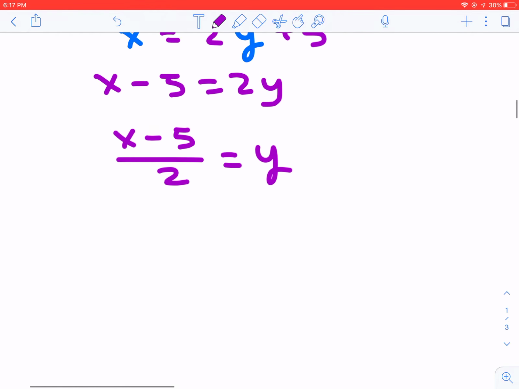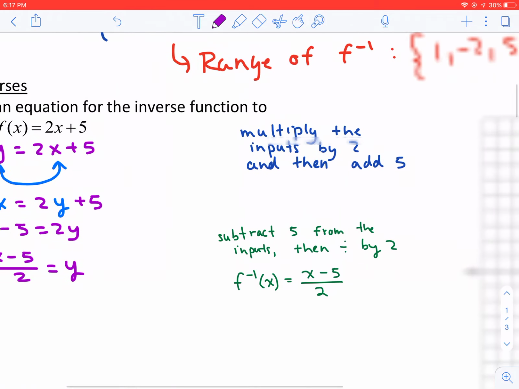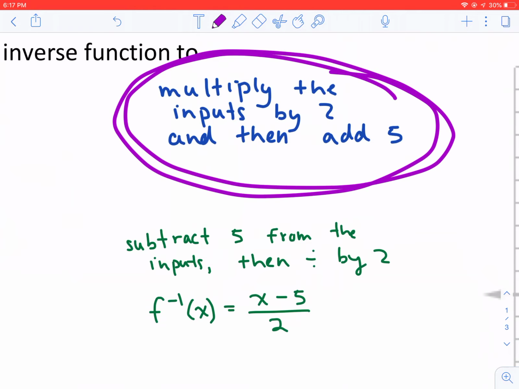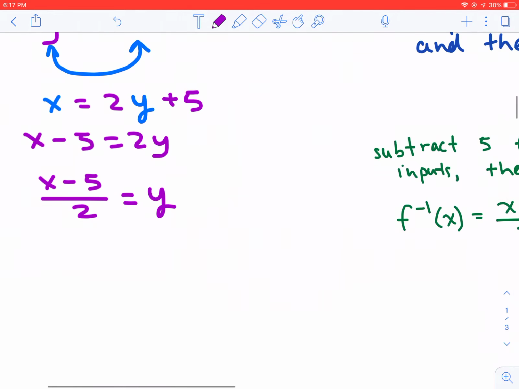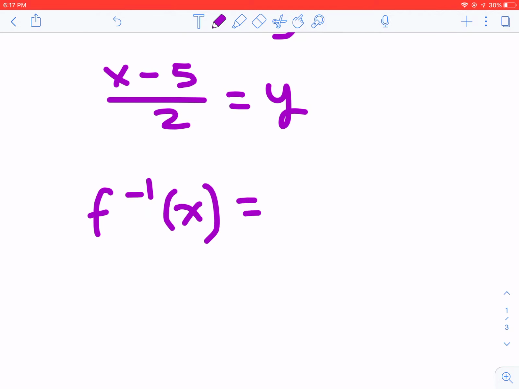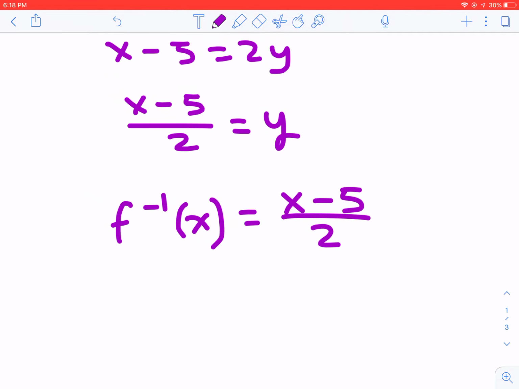So this process of switching x and y and solving for the new y is really undoing what the original function is doing to the inputs. And the last step, quite important, is to replace that y with the inverse function notation. So now we're saying the inverse function to our f of x function is x minus 5 over 2.